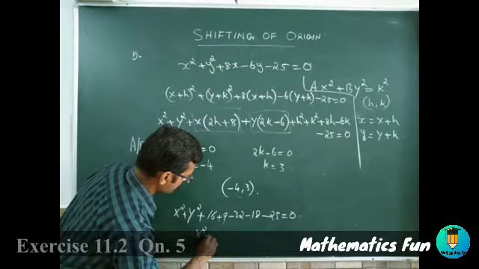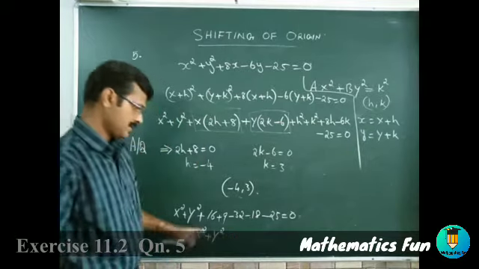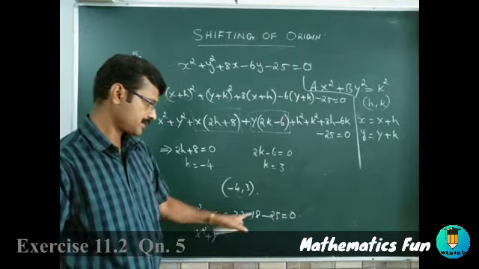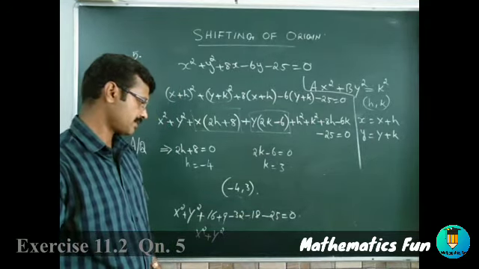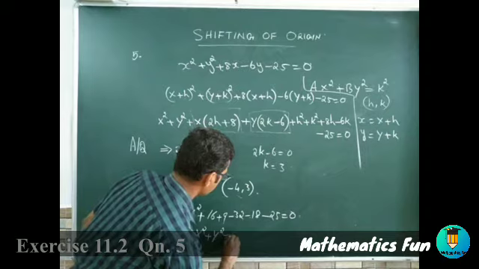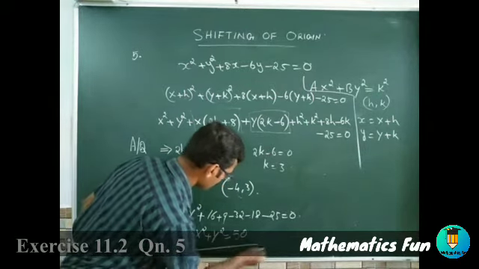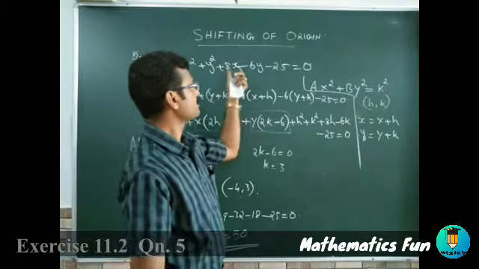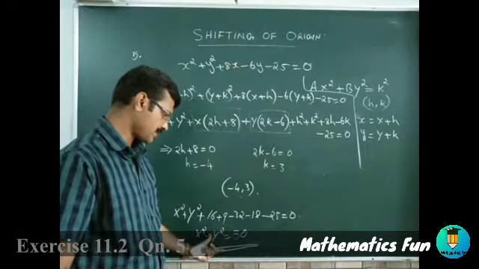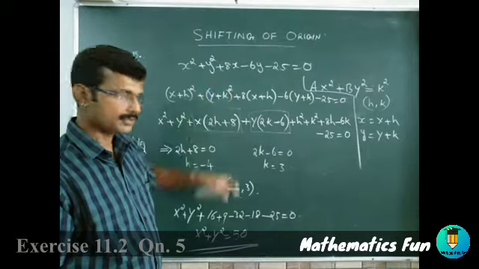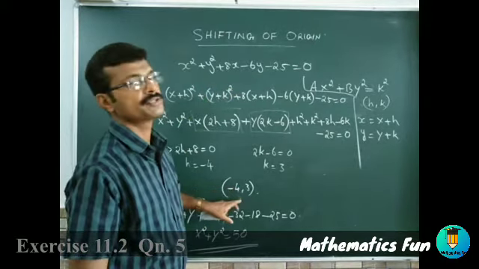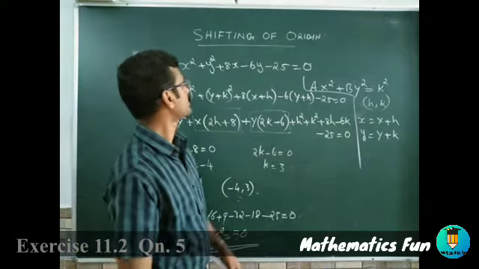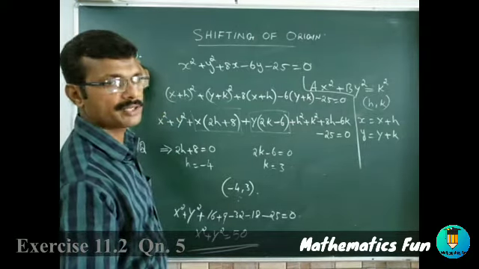One more step: X square plus Y square. Here 25 is cancelled. Here 32 plus 18 is 50. So it's equal to 50. This is the equation. This equation becomes this form when the origin is shifted to (minus 4, 3). So this is question number 5.